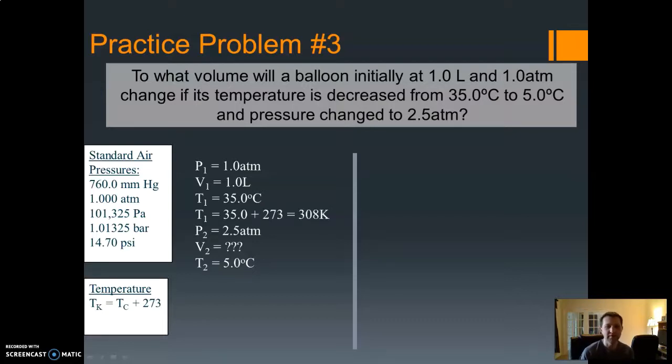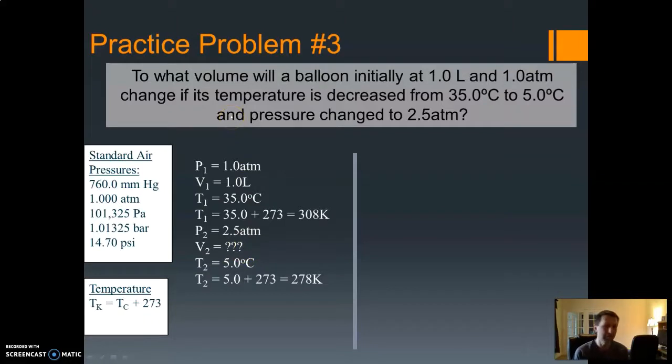So T1 is 35.0 plus 273, which gives us 308 Kelvin, and T2, instead of 5 Celsius, is 278 Kelvin. Okay? So now, let's check everything else out. P1 is in ATM, P2 is in ATM, well, that's great, and V1 is in liters, and V2, if we solve it, should be in liters.